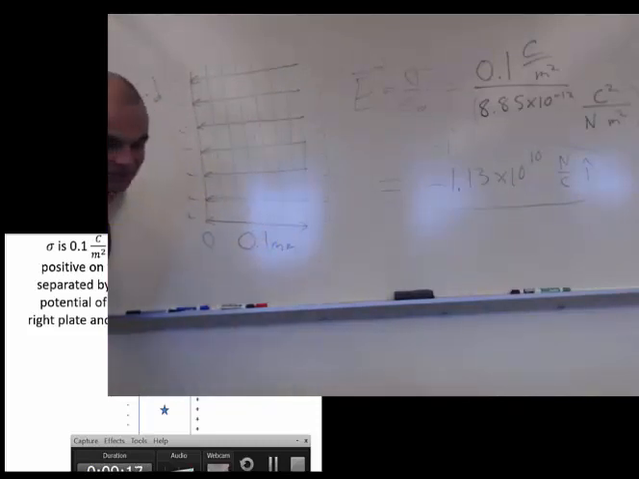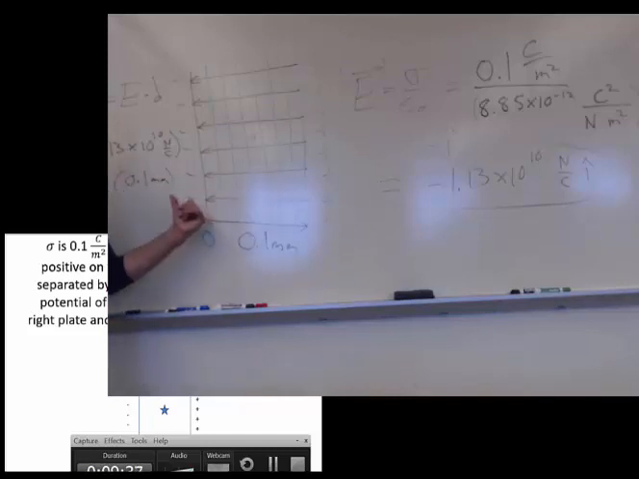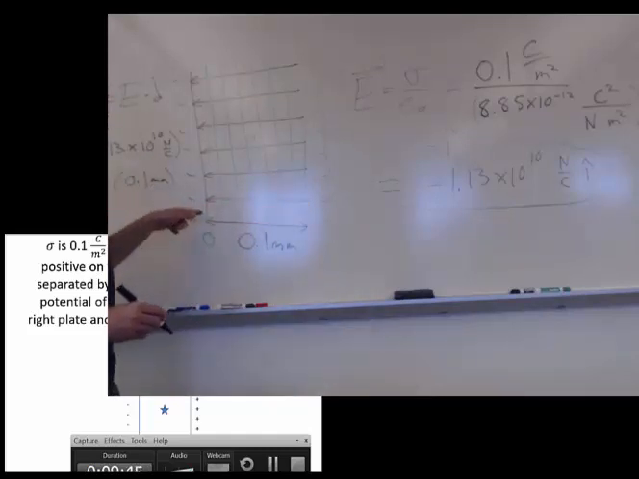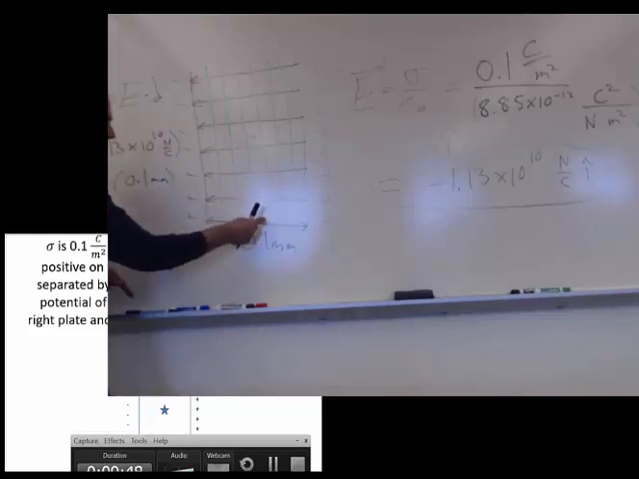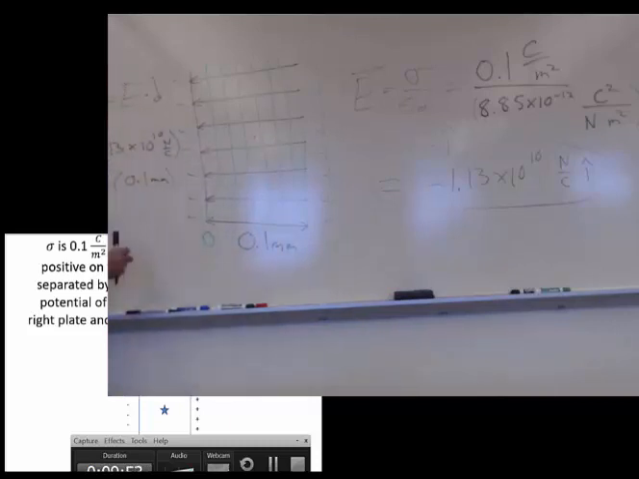So if I multiply 1.13 times 10 to the 10th newtons per coulomb times 0.1 millimeters. I'm not going to worry about the sign of the electric field. That just tells me what direction it is. If this is 0, then it's going to get higher as I go up the hill to the positive charge here. So it's going to have to be a positive voltage between here and here. If I put my positive lead of my meter here, my negative one there, I'd register a positive voltage. That's the voltage I'm looking for.